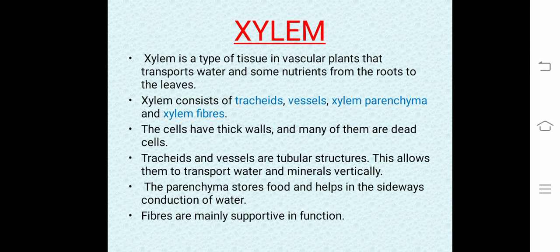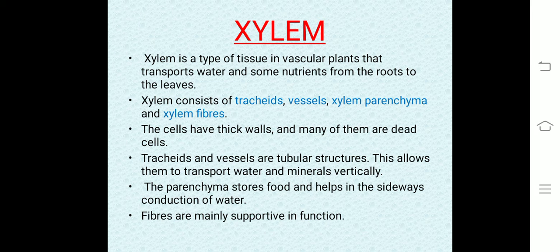Xylem. Xylem is a tissue that helps to transport water and other nutrients from the roots to the leaves. Xylem consists of four main elements: tracheids, vessels, xylem parenchyma, and xylem fibers. Out of these four elements, xylem parenchyma is living in nature and the rest three of them are dead. The cells of xylem tissue have thick cell walls and many of them are dead cells.